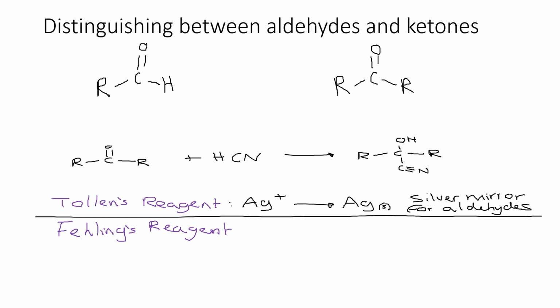And this will give a result for aldehydes, and the reason is aldehydes can be oxidized to the carboxylic acids, whereas ketones can't be oxidized any further. The alternative is to use Fehling's reagent. Now, Fehling's reagent contains the copper 2+ ion, which gets reduced to copper 1+, and therefore it can oxidize the aldehyde and not the ketone. And what you get is a red-brown precipitate for aldehydes, but not for ketones.